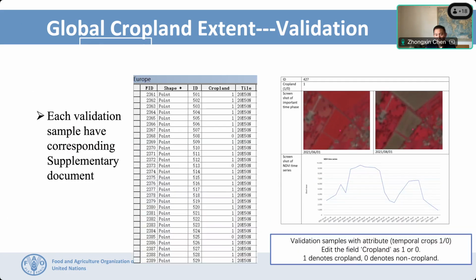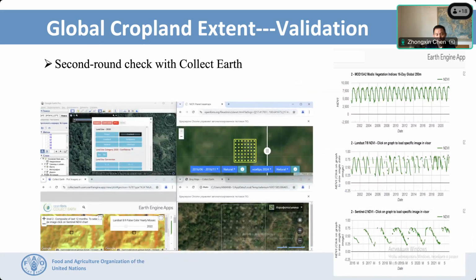And then the sample to validate the accuracy of the cropland for each land cover data set. And this is the first round. The second round is the FU2 collectors. So there are different data there. So we make sure the sample accuracy is high enough to do the quality check.